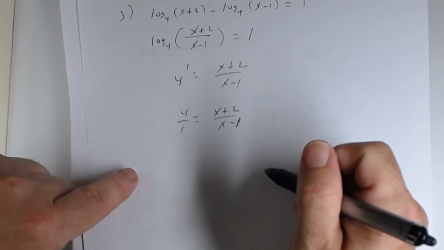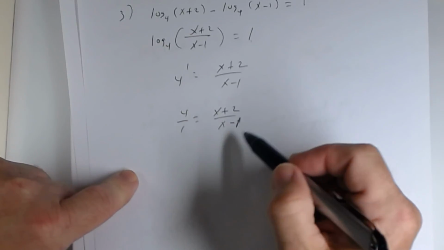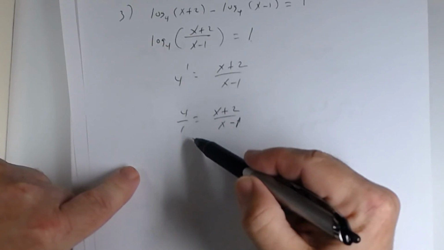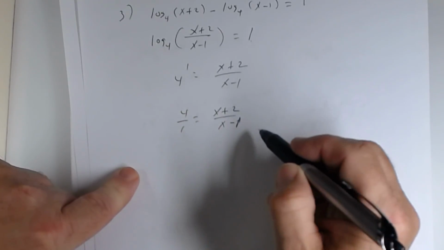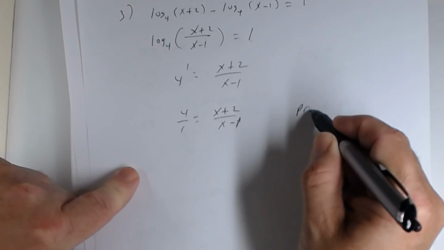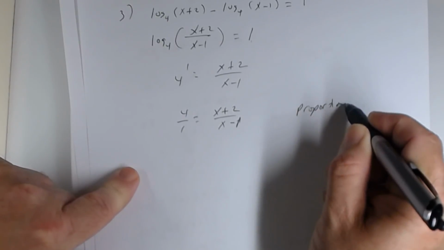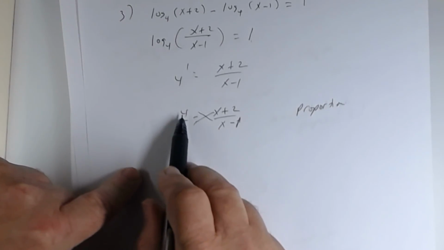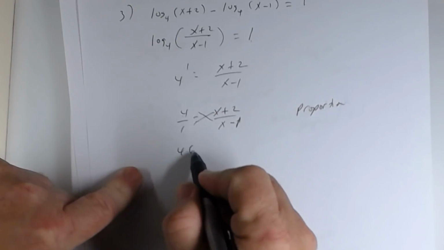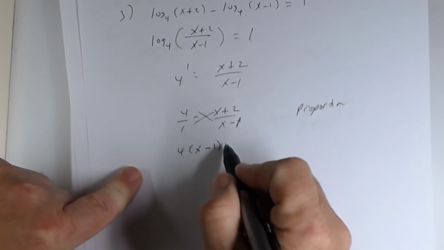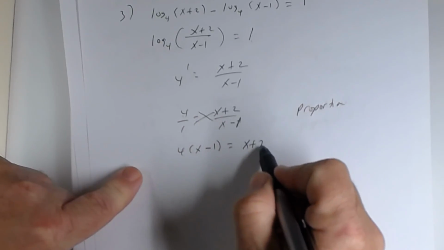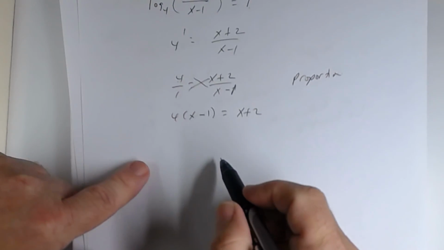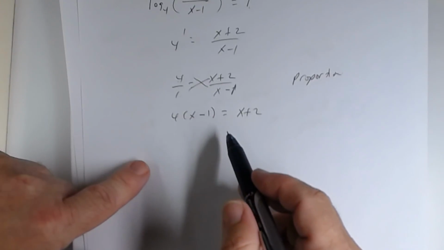Okay. All right. Now, remember, this is called a proportion. When you have a fraction equal to a fraction, that's called a proportion, and you can cross multiply. So I get 4 times what? x minus 1 equals 1 times x plus 2, right? Which is x plus 2.